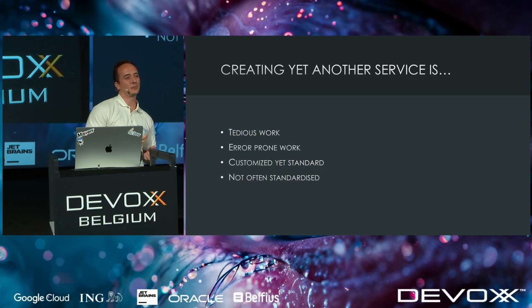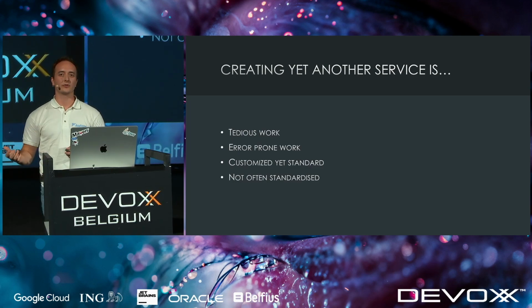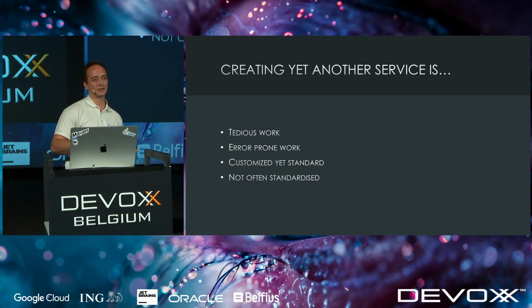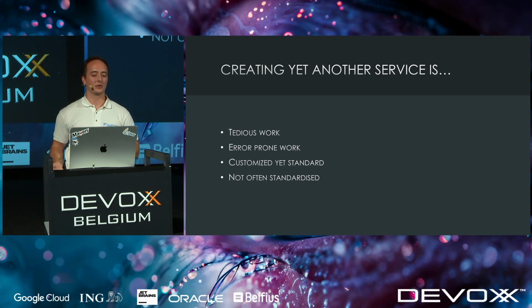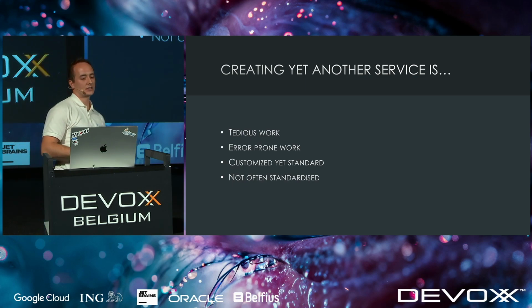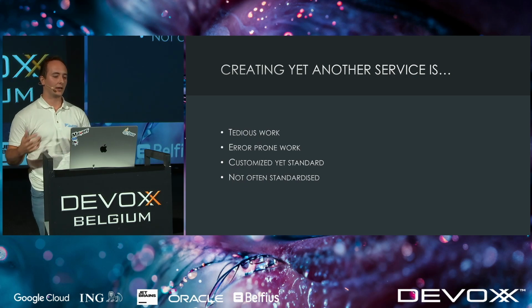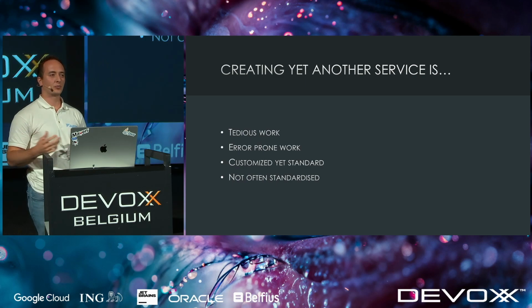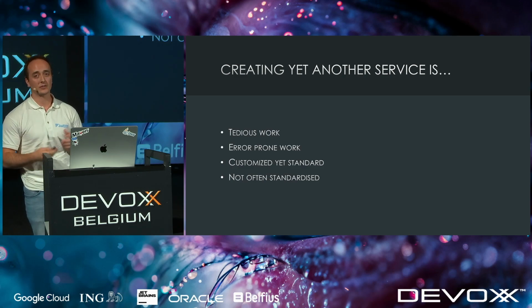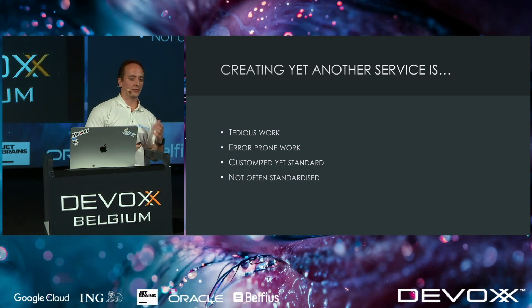Creating yet another service is fun in the beginning, but you quickly realize that you run into standard configuration that you really need because your company requires it, or you have certain ADRs, or you have certain ways of working within your company, which makes it kind of tedious. It's error-prone work, like I said. You might forget something, you have to wait for a build pipeline, and it fails. It is customized in a way, but within your context, it's pretty standard. And often, the process of creating one is not standardized. And this is where the Maven Archetype plugin can really help you.